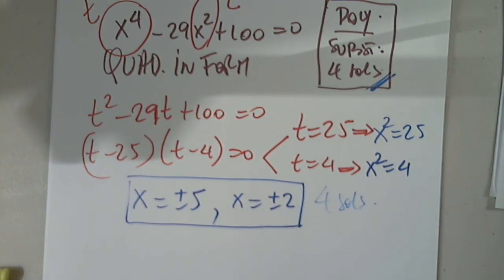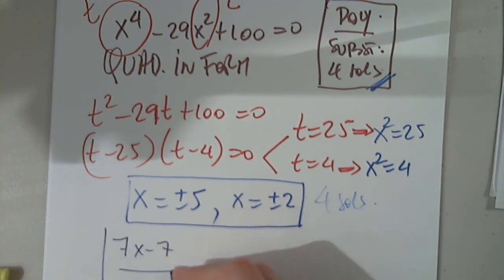You said number 8, sorry, number 8. Yes, so the absolute value of 7x minus 7 divided by 7 is greater than or equal to 9. Perfect.